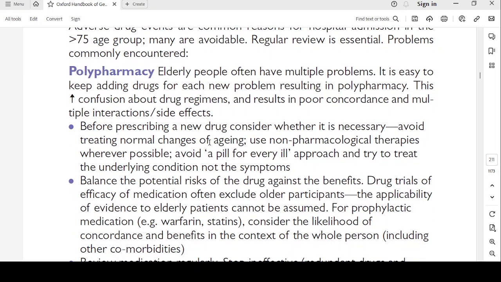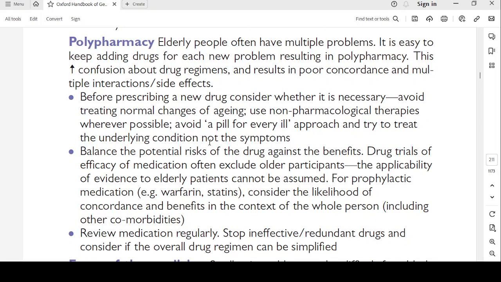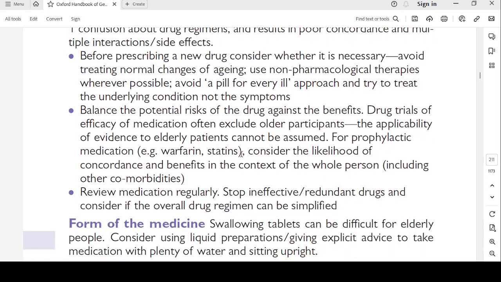Problems commonly encountered: polypharmacy. Elderly people often have multiple problems. It is easy to keep adding drugs for each and every new problem, resulting in polypharmacy. This increases the confusion about drug regimens and results in poor concordance and multiple interactions or side effects. Before prescribing a new drug, consider whether it is necessary, avoid treating normal changes of aging, use non-pharmacological therapies wherever possible, avoid a pill for every ill, and try to treat the underlying condition and not the symptoms.